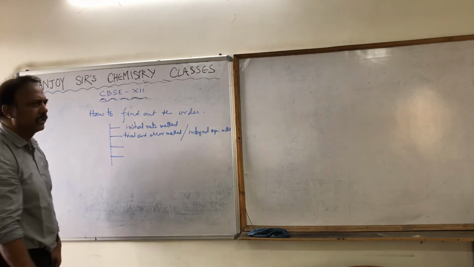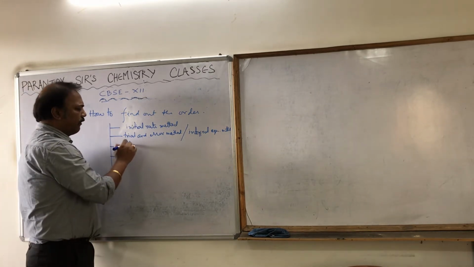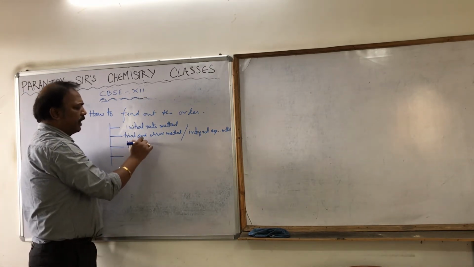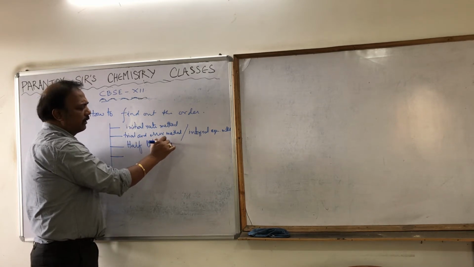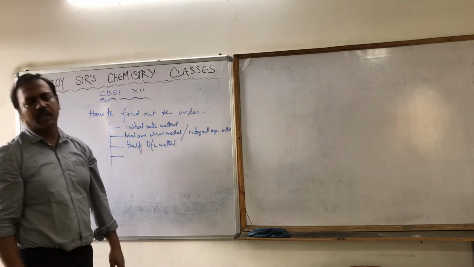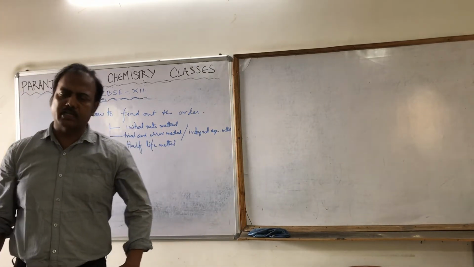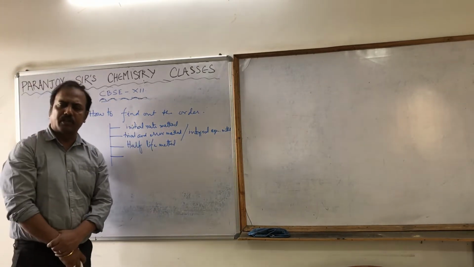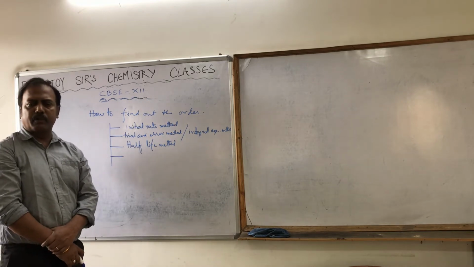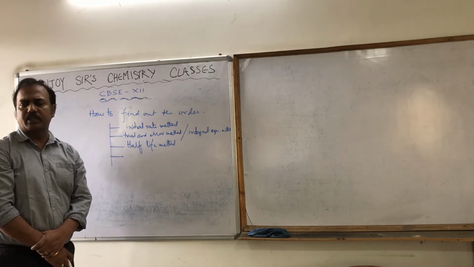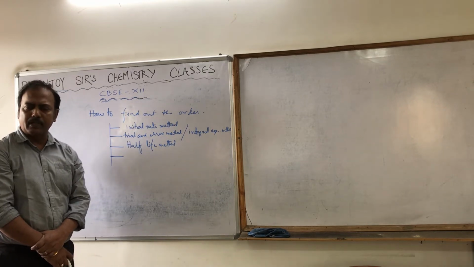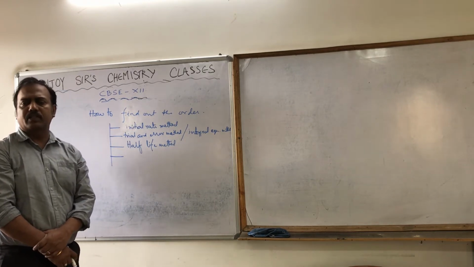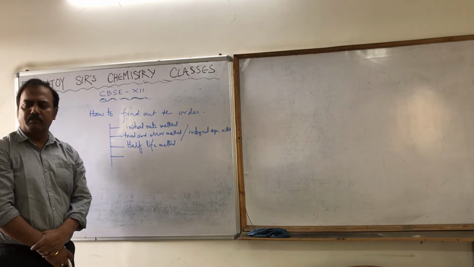The third method is most widely used to determine the order. Again I am saying, you just know the name. That is called the half-life method. What is half-life? All of us know. This particular method is applicable for all types of reactions, meaning for the elementary reaction as well as for the complex reaction. Hope you remember what is elementary reaction and complex reaction. Elementary reaction means the reactions which take place in a single step, and complex reaction means the reactions which take place in a number of steps.